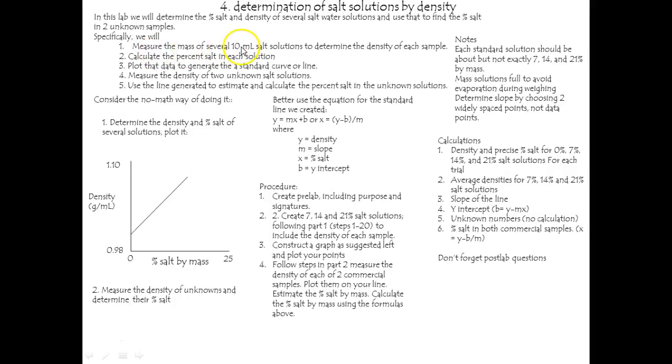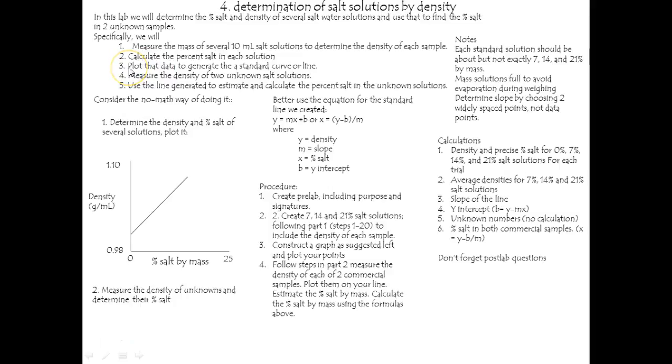We'll measure the mass of 3 or 4 10 milliliter salt solutions and find the density of each sample. That's equal to the mass of the sample over the volume of the solution, which in each case should be more or less precisely 10 mLs. We'll then calculate the percent salt for each of those solutions, where that's the mass of the salt over the mass of the solution, times 100 to get a percent.